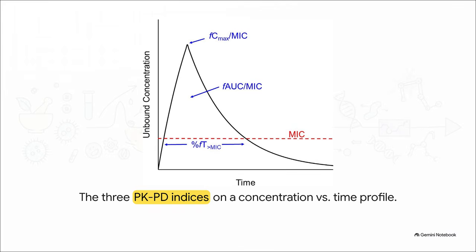Now check out how perfectly Craig's 3 indices map onto this one graph of drug concentration over time. First, you've got the peak, that maximum concentration, known as Cmax over MIC. Then you have the total area under the curve, the AUC over MIC, which represents total exposure. And finally, see that horizontal dotted line for the MIC? The percentage of time the drug concentration stays above that line is our third index, time above MIC.